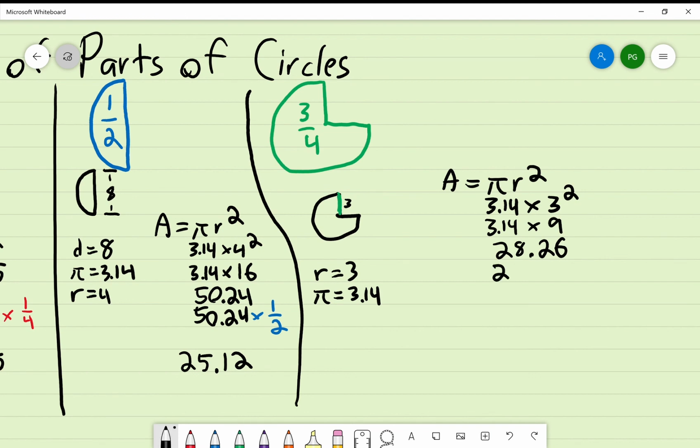So we have to take that 28.26 and we have to multiply it by 3/4. So let's do that. 28.26 times 3 over 4, or times 0.75, same thing, gives you 21.195. That's your answer. I hope this lesson taught you how to find the area of parts of circles. It's actually pretty simple.